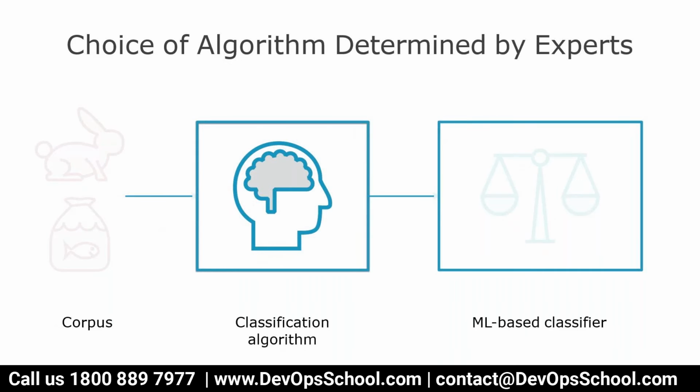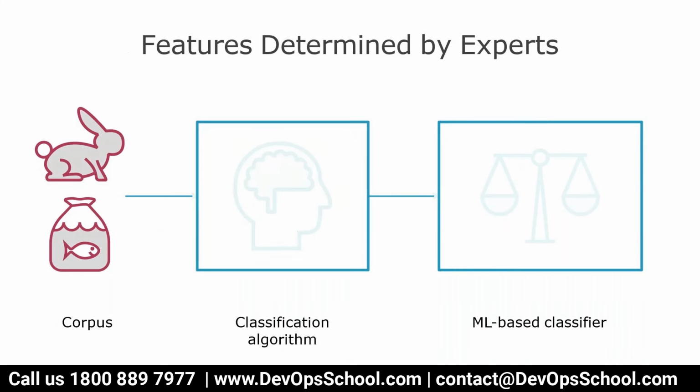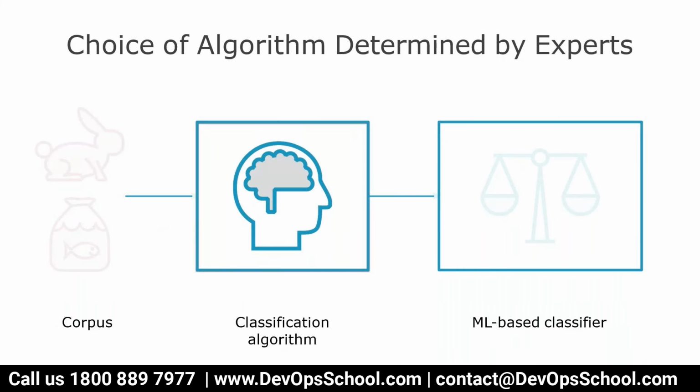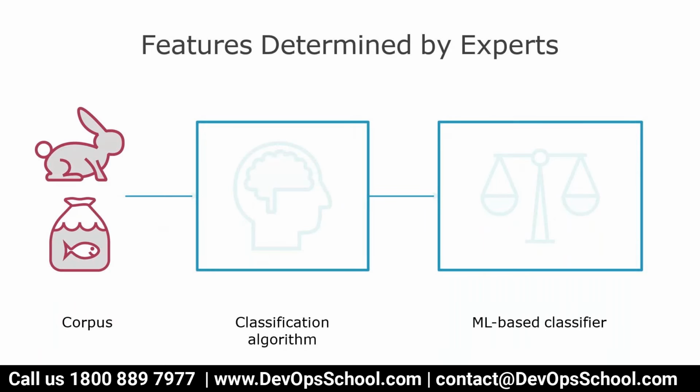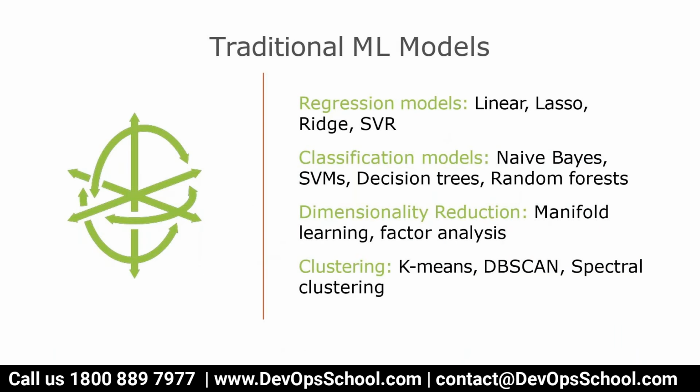Now there is one instance where this algorithm is decided by an expert. Mind it, the choice of algorithm is determined by an expert. So that is called traditional machine learning. Mind it again, if the choice of algorithm is determined by the expert, this is called traditional machine learning.